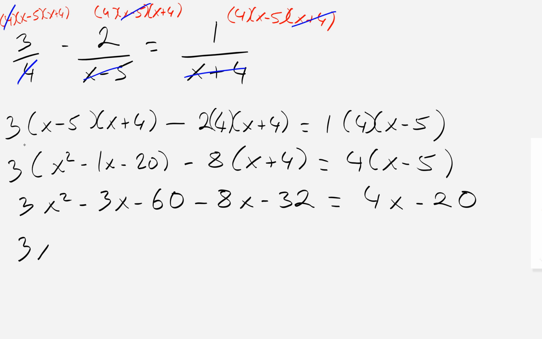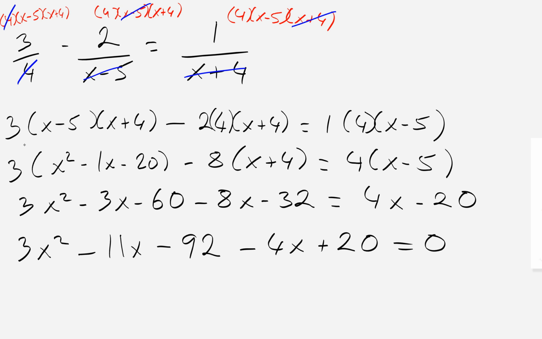So 3x squared minus 11x minus 92, and then I'm going to bring over my minus 4x plus 20, and that equals 0. Tidy up a little bit further: 3x squared minus 15x minus 72 equals 0. So this is our quadratic equation.